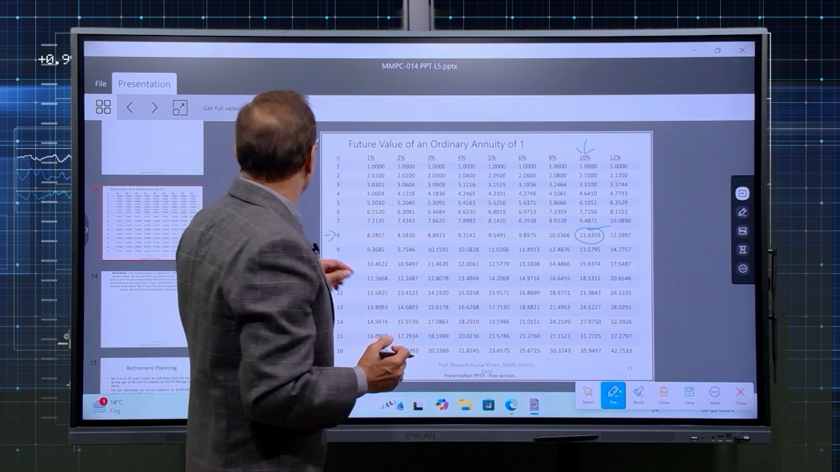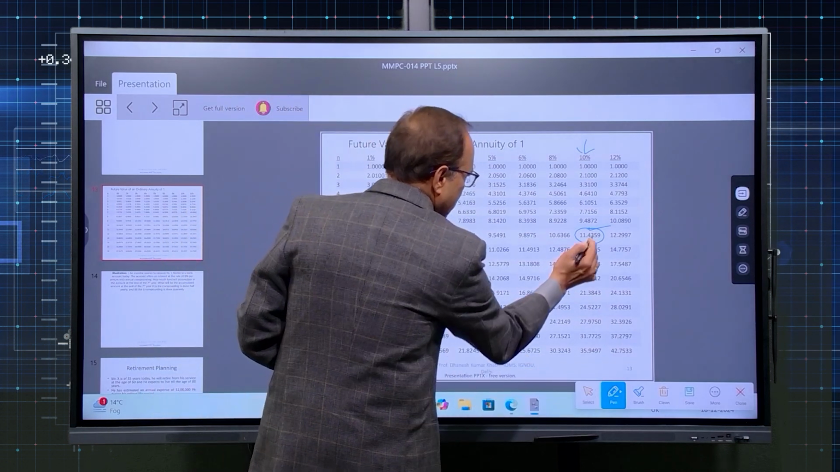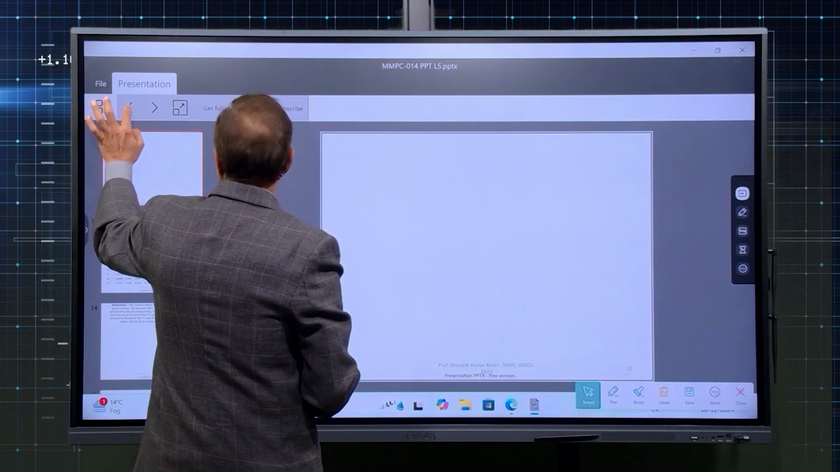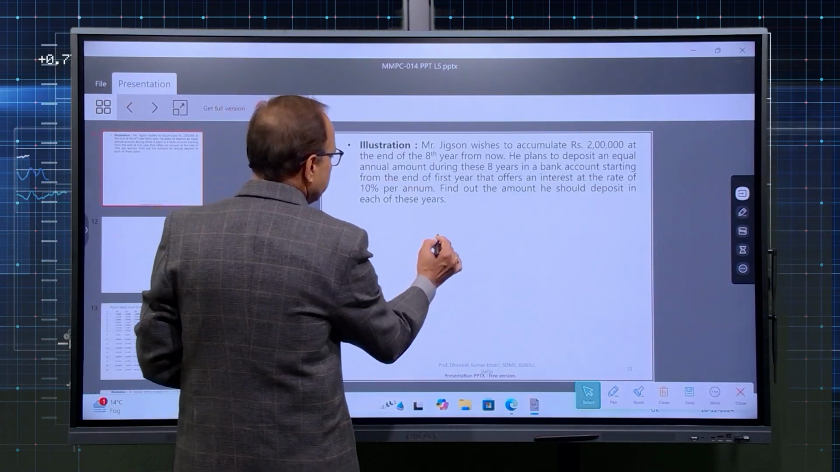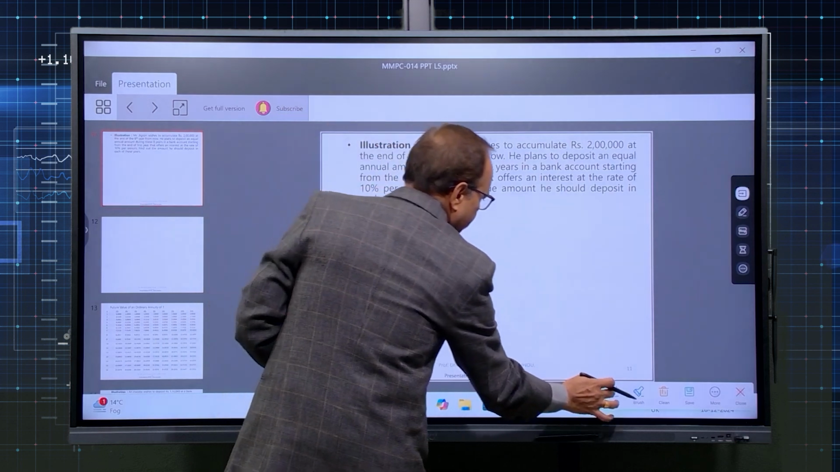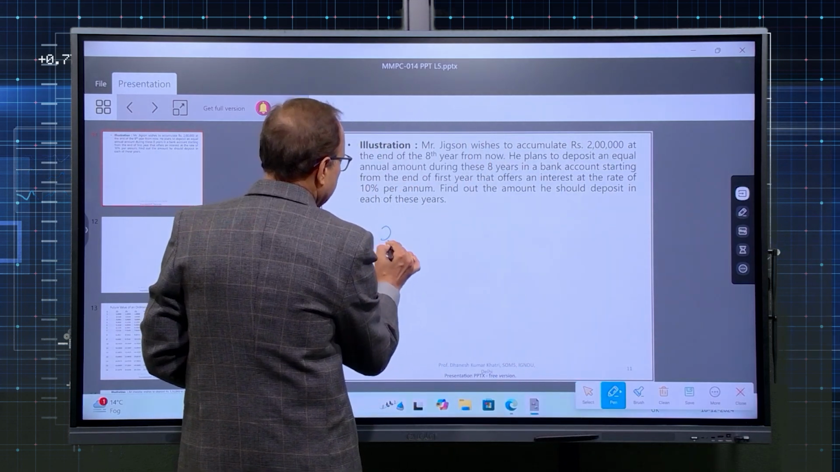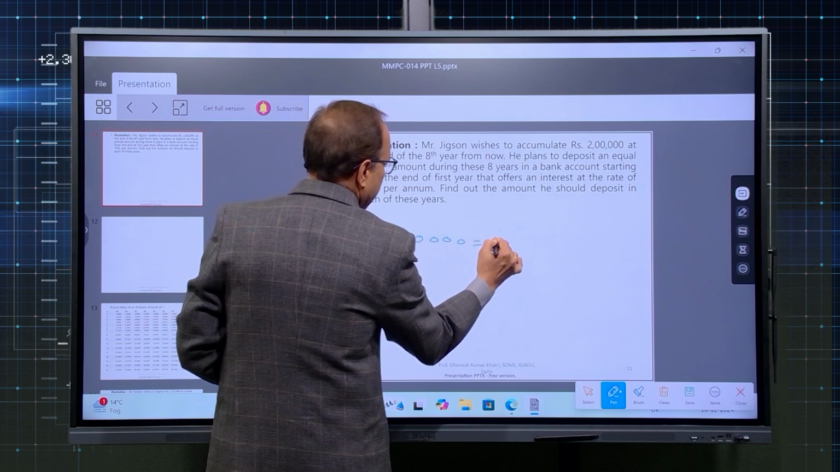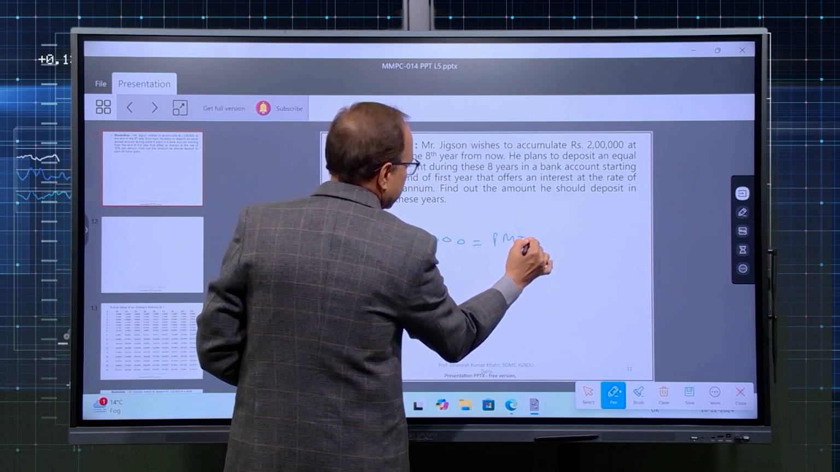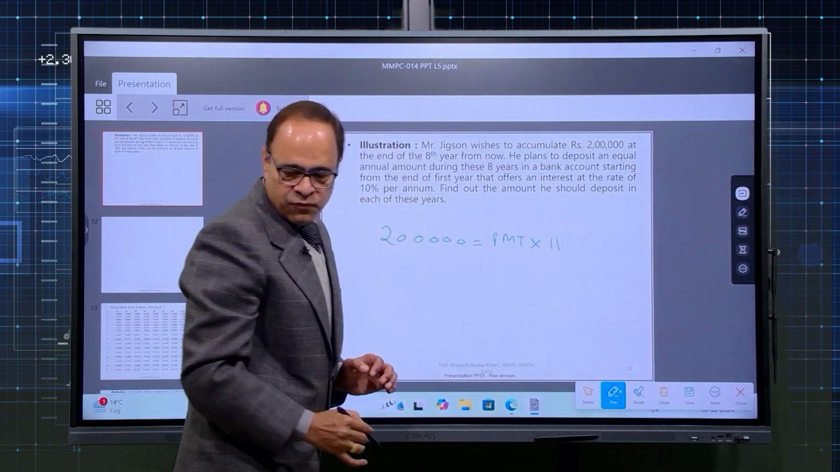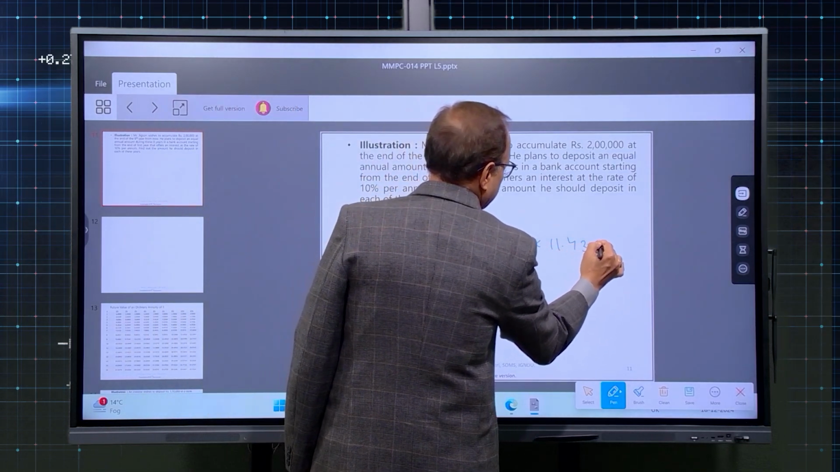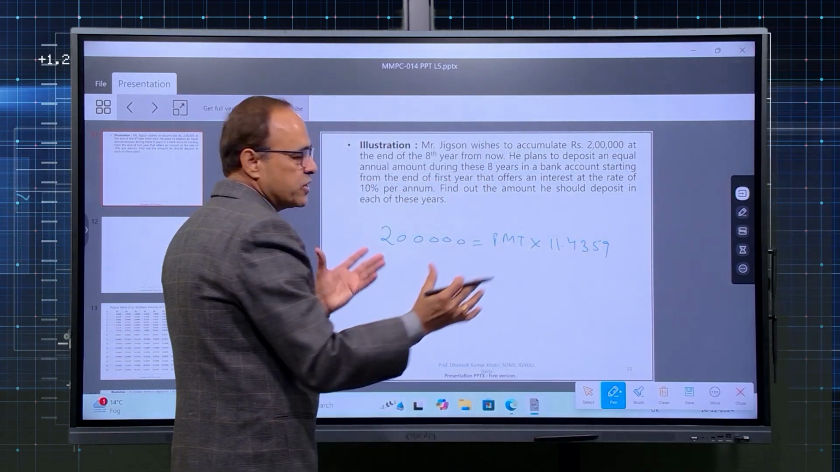So, now we go back to our factor. You have to note down this factor and check how the solution will come. So, here we are. 2 lakh was the corpus to be accumulated. PMT was not known to us. 11.4359 is the factor. So, solve for the PMT.